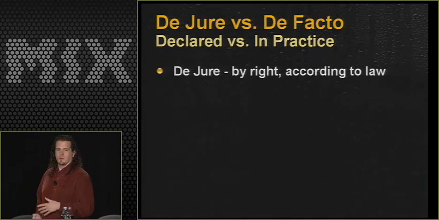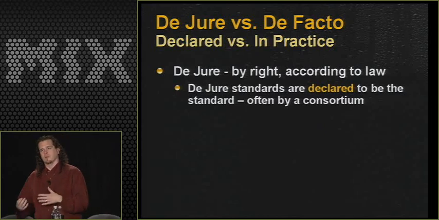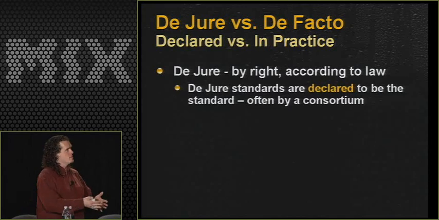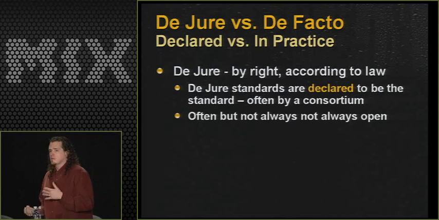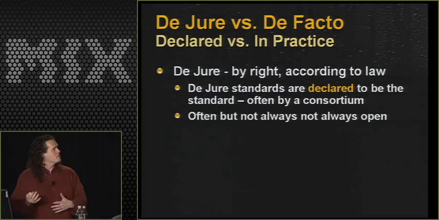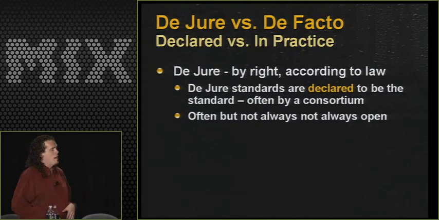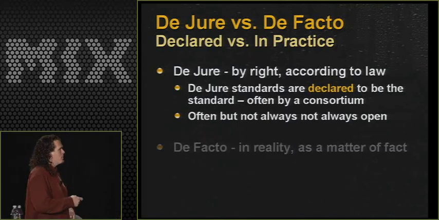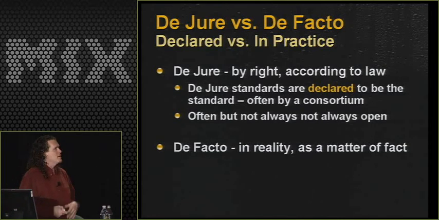This is sort of declared. When you have a standard that's actually declared to be the standard, the thing that you should use. Generally, this is by a consortium, or it could be a government even, for that matter. Someone who has the authority to declare this is what's going to be used. These are often, but not always, openly developed. And I'll get into open in just a minute. But they're not quite the same thing. Sometimes de jure standards are actually developed privately and then ratified as a standard.